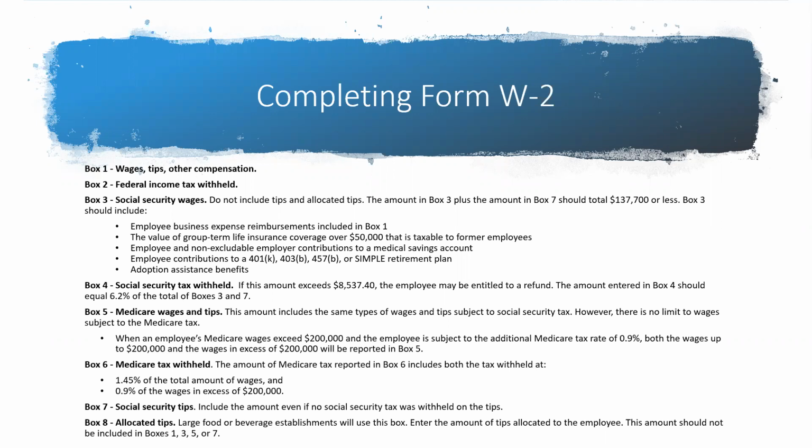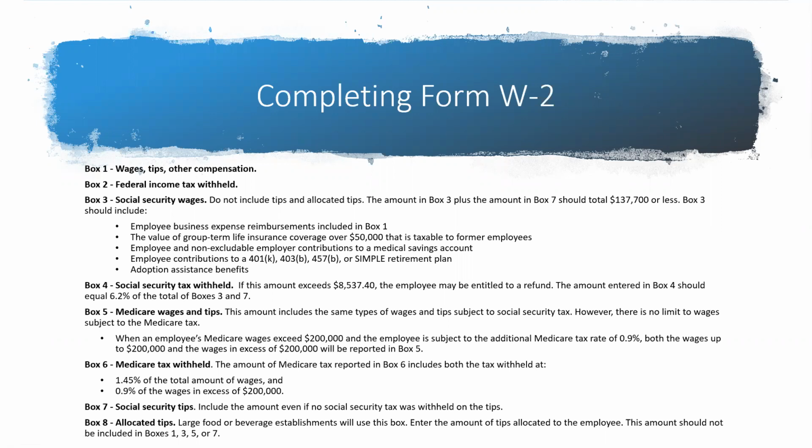So wages are going to go in box 1, 3, 5, 7. And then your tax that goes along with those wages are going to be in the even boxes, 2, 4, 6, and 8. So box 1 and box 2 go hand in hand. Box 1 is the wages that are subject to federal income tax, and box 2 is the actual federal income tax that was withheld. Box 3 and box 4 go together.